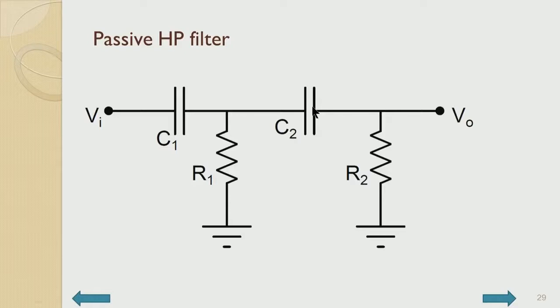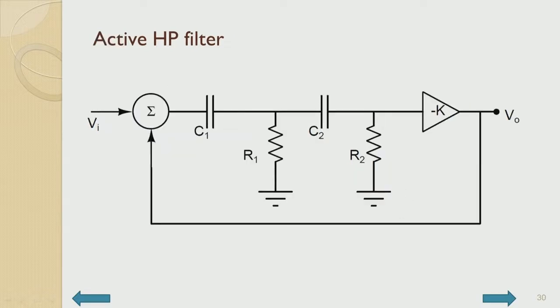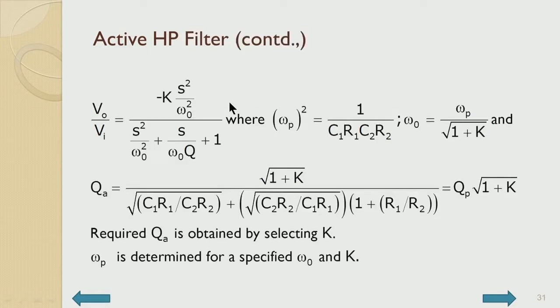Now this is the high pass passive filter network, CRCR, and the active high pass filter conversion, minus k with summing. Summing using capacitors we can do.